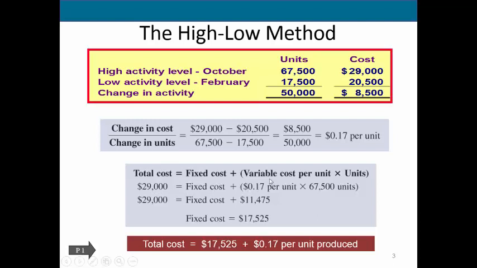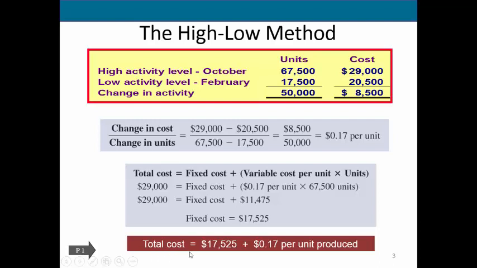Variable costs we just solved are 17 cents per unit. Multiply that by the activity of 67,500 units. So now we have total costs of 29,000 equals fixed costs plus total variable costs of $11,475. We then algebraically solve for fixed costs, and we know fixed costs are $17,525. So now we have our equation that fits our total cost line.